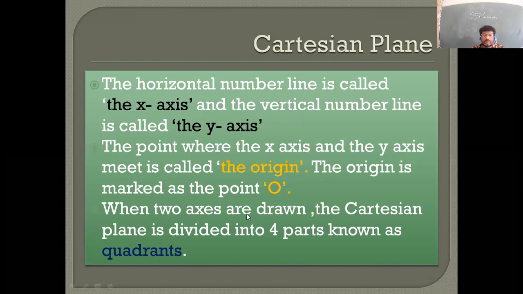When two axes are drawn, the Cartesian plane is divided into four parts known as quadrants. I have already told this. If a single axis is mentioned, we call it axis, A-X-I-S, that is the x-axis, this horizontal line, and the y-axis, the vertical line. When we pronounce these two together, it will be axes, the plural of axis.